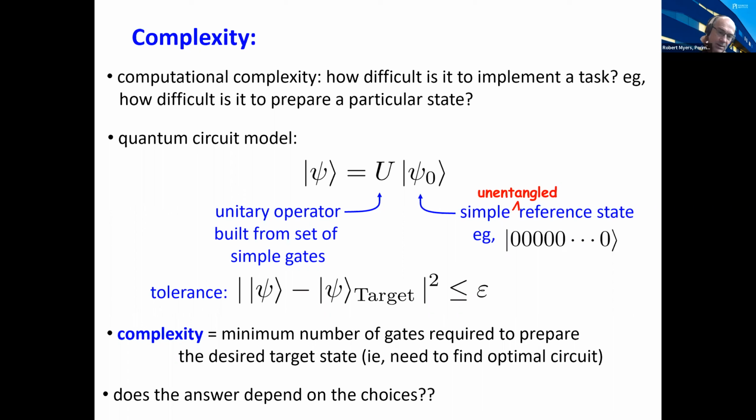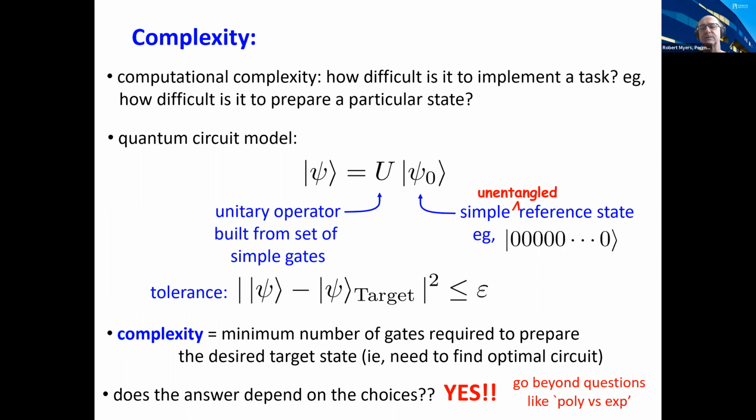And so one question might be, is the number that I'm going to get for the complexity going to depend on all of these choices? And the answer is yes. Now, that's something that we have to come to grips with, that the computer scientists have come to grips with, and they realize this. However, there are certain robust features that the complexity will show irrespective of these choices.